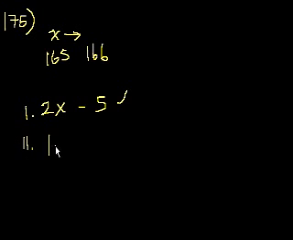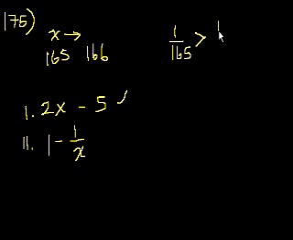Statement 2, 1 minus 1 over x. So 1 over 165 is greater than 1 over 166, right? This is a larger fraction than that is. 1 over a million is much smaller than 1 over 2. So 1 over 165 is greater than 1 over 166. So you might say, oh, as I go from 1/165 to 1/166, this term right here gets smaller, right? That term does get smaller.